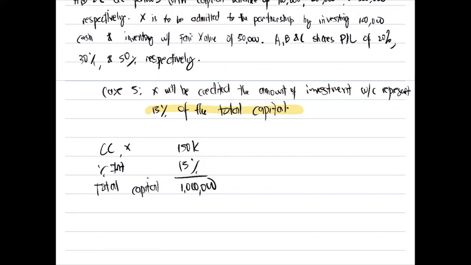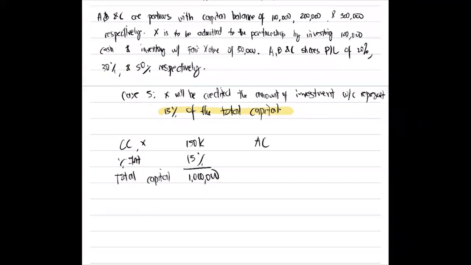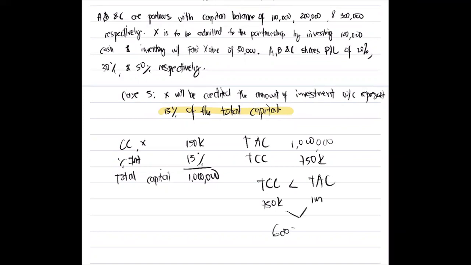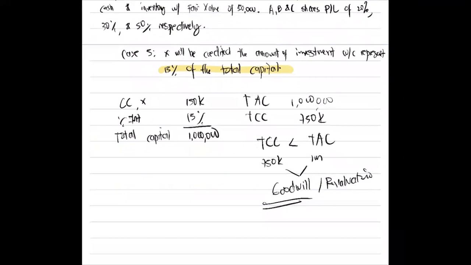1 million pesos. So what is the agreed capital? 1 million. What is the total contributed capital? 750,000. So total contributed capital is less than now your total agreed capital. So 750 versus 1 million. How do we account for this? It will be treated as a goodwill or a revaluation. For this particular example, we treat it as a goodwill.